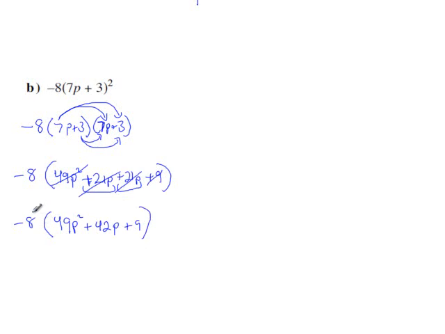Okay, now I can expand this by multiplying every term inside the brackets by negative 8. So negative 8 times 49 is negative 392, so I get negative 392p squared. Negative 8 times positive 42 is negative 336, so you get negative 336p, and negative 8 times positive 9 is negative 72. And there's your answer.